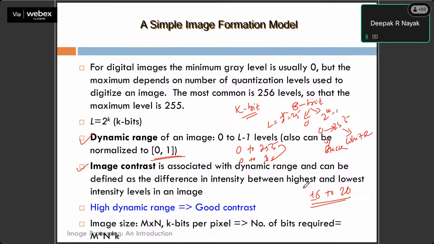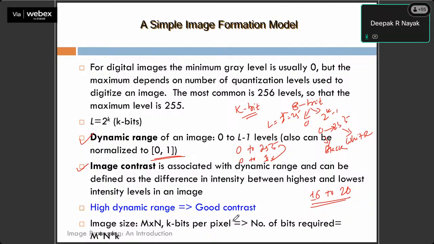I'll show you later on, because the dynamic range here is very small. It is from 10 to 20, not from 0 to 255. So the dynamic range should be large, or high, to have a good contrast image. We'll see how, even if a poor contrast image is given to us, we can use some algorithms to enlarge the dynamic range of an image.